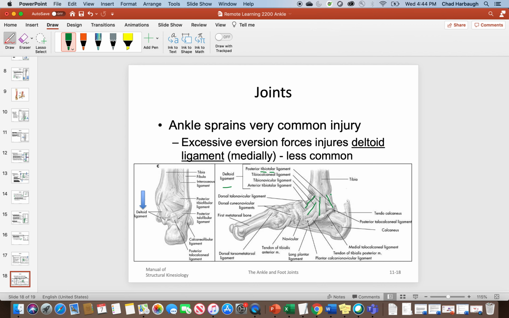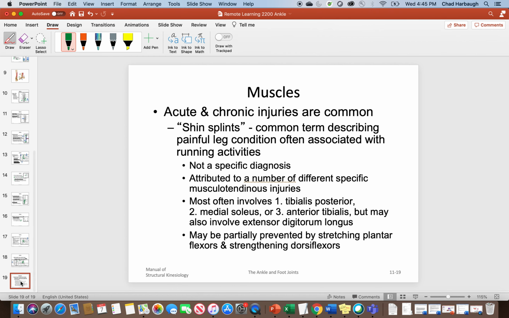Most of the time, if there's an excessive force in eversion, rather than rupturing the ligament, usually when you have a severe strain, you break off a portion of the medial malleolus. So this injury usually occurs also with some sort of a broken bone of the medial malleolus.